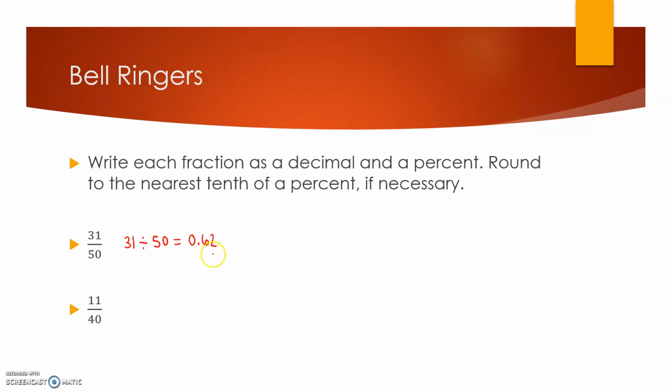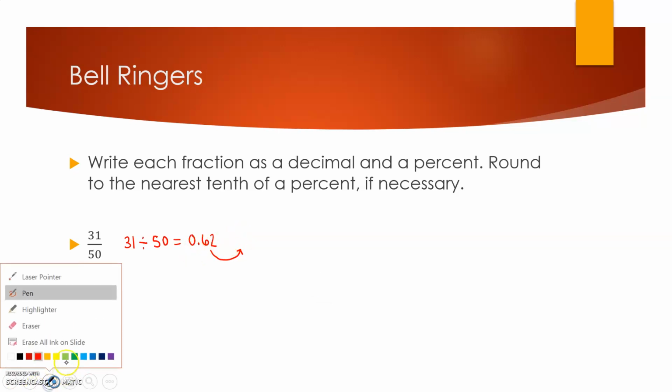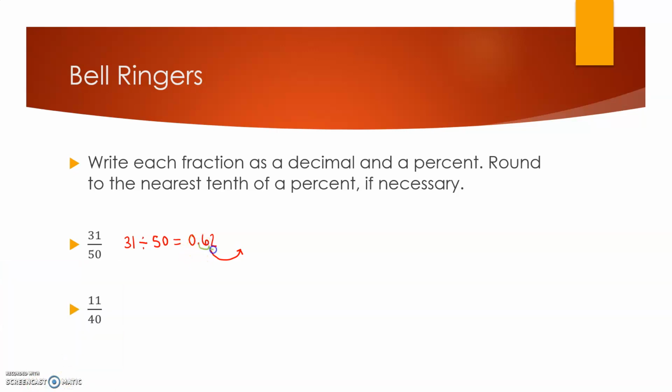And then to change from a decimal to a percent, we move the decimal 2 places to the right. So if we go 1, 2, that would give us 62%. Now, remember, you don't have to put the decimal if there's no number that comes after it. You can just write it as 62. You could write that as 62.0 if you wanted, but that's not necessary.